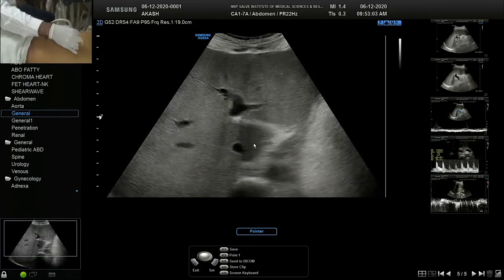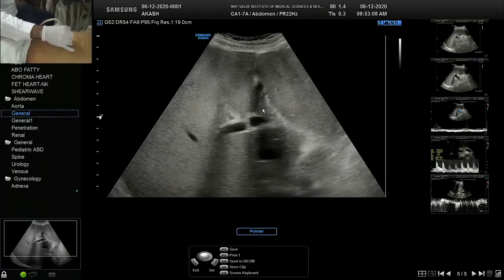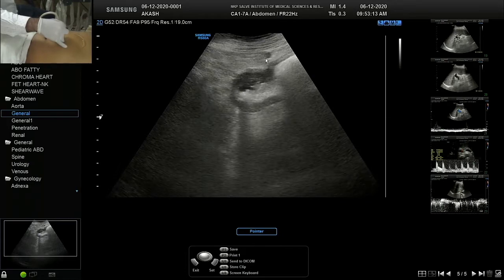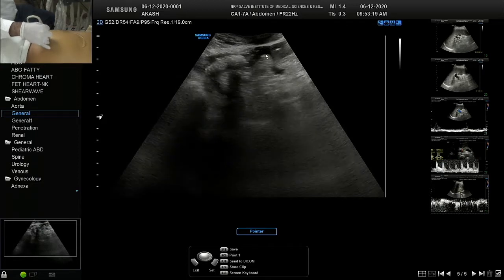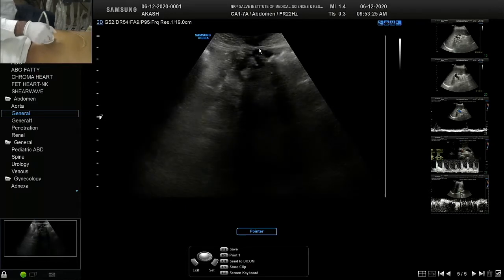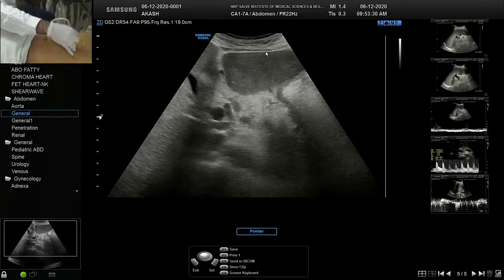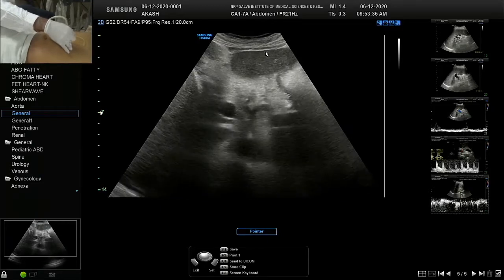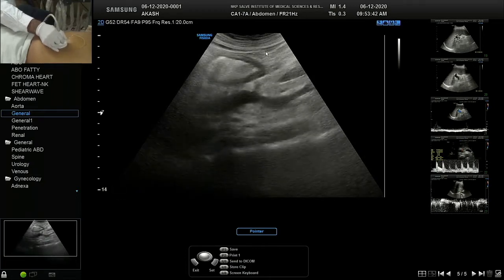That's the caudate lobe. So that is the left portal vein, left branch of portal vein, and that is the vessel going up here. You can see that vessel here going up to the umbilical region. Okay, I am at the umbilicus now, and you can see the vessel till this point. Coming back to the epigastrium, the splenic vein, we see SMV here.